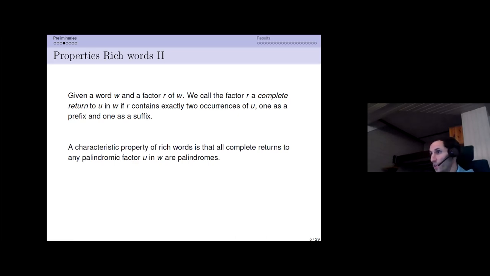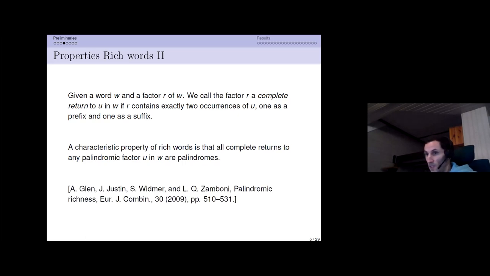Yeah, and why I stated this definition, because there is an interesting characteristic property of rich words, and this property says that all complete returns to any palindromic factor in a rich word are also palindromes. You may find the proof in the paper Palindromic Richness, where this reference is. Actually, I'm not sure if the proof is in this paper. I'm not sure, at least, but the property is stated in this paper, and the proof is referenced there.